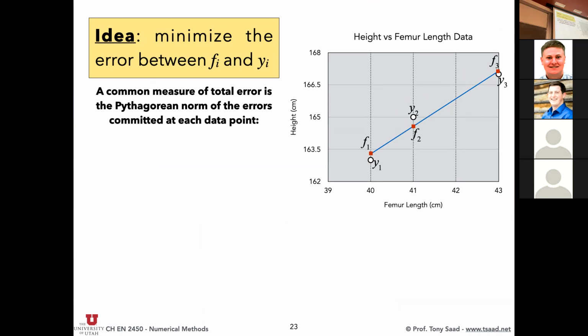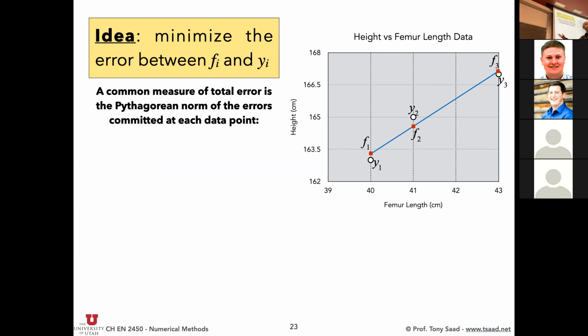Those 3 points define 3 errors, right? The first error is the difference between y1 and f1, correct? We don't know what f is yet. Our objective is to find it, okay? But we know that there's an error between f1 and y1, another error between f2 and y2, and another error between f3 and y3.